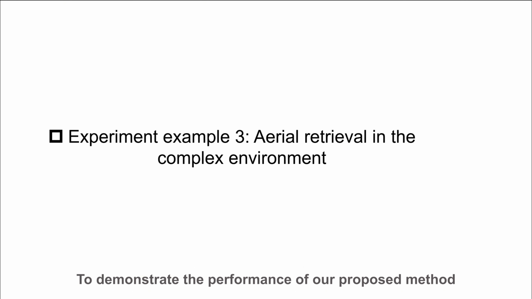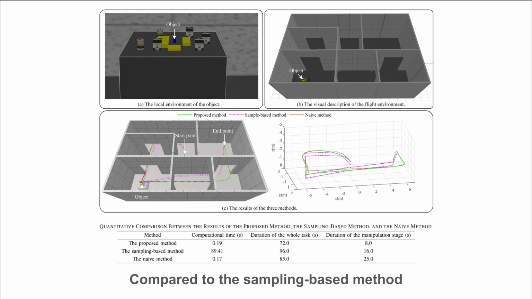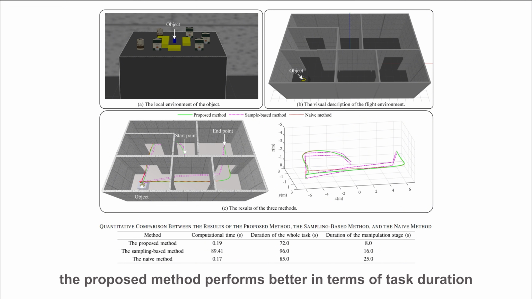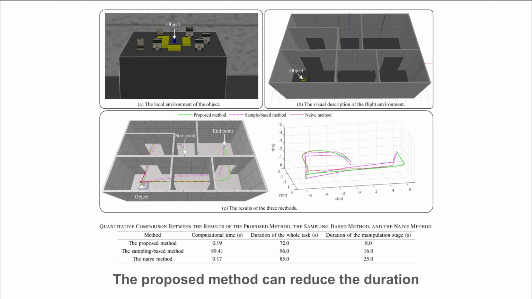To demonstrate the performance of our proposed method, we conducted simulations in Gazebo and compared its results with those of two baseline methods. Compared to the sampling-based method, our proposed method can reduce the computational time by 99.7%. Compared with the naive method, the proposed method performs better in terms of task duration. The proposed method can reduce the duration of the manipulation stage by 68.0%.